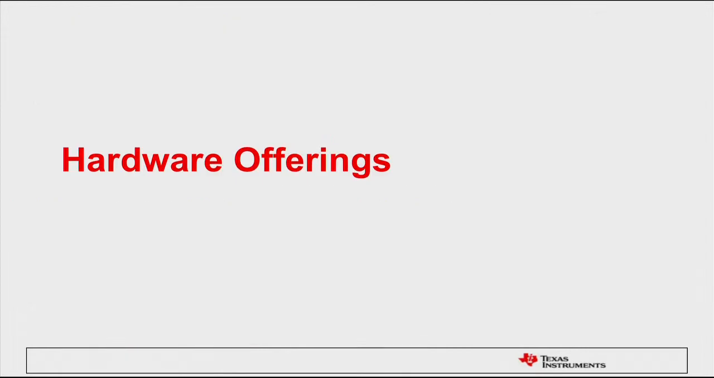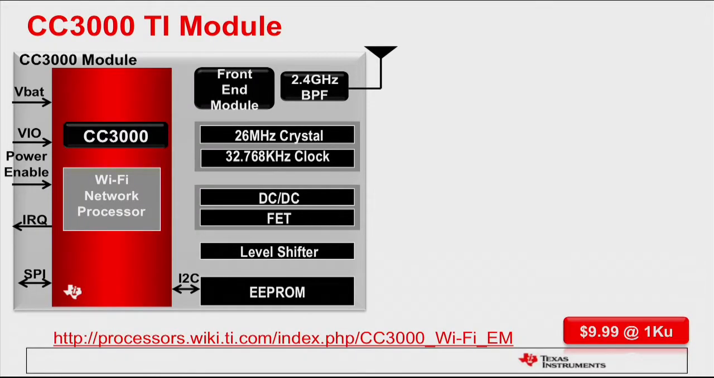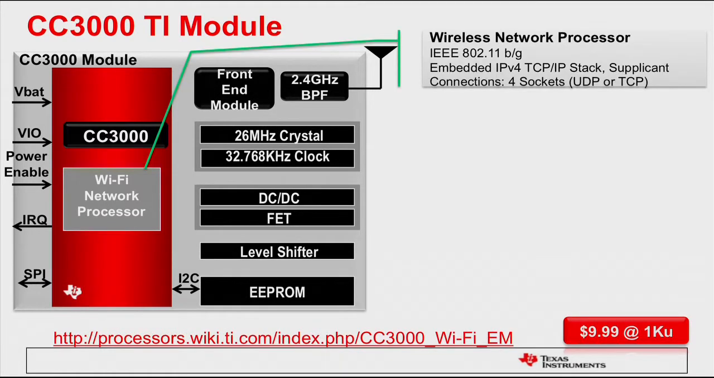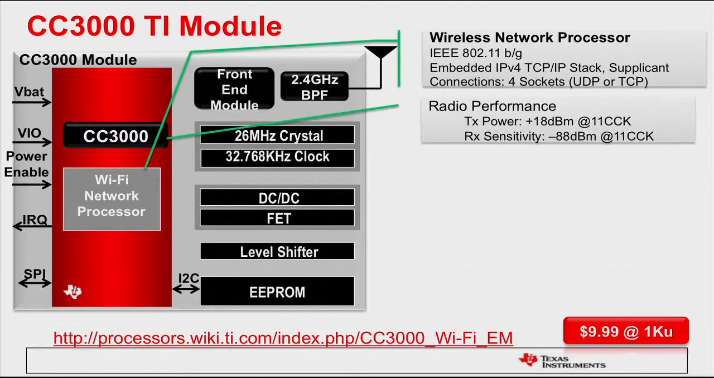All right, let's go into the hardware offerings. We're going to talk about this a little bit. What is the hardware offering of CC3000? So start off here with the TI module itself. You see a block diagram in the picture. Starting off with the wireless network processor, it supports IEEE 802.11b and g. It has an embedded TCP/IP stack and supplicant. It allows you to use 4 different sockets, either UDP or TCP. So that's the fundamental wireless side of it.